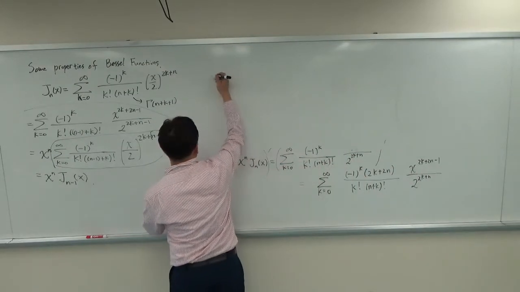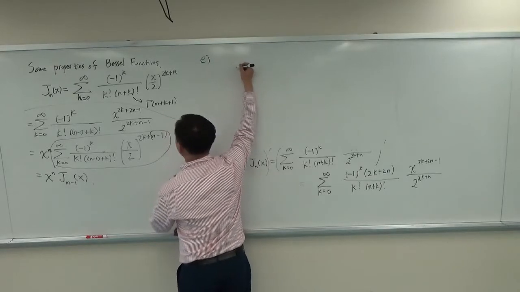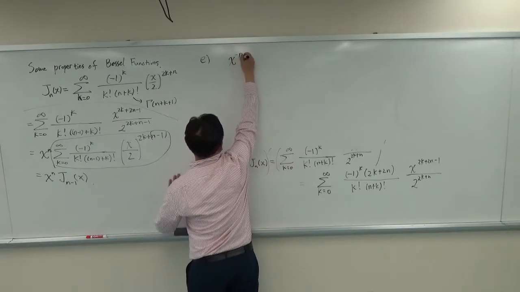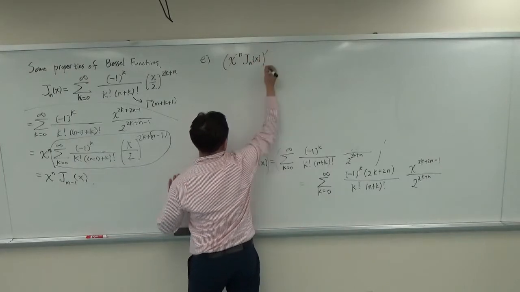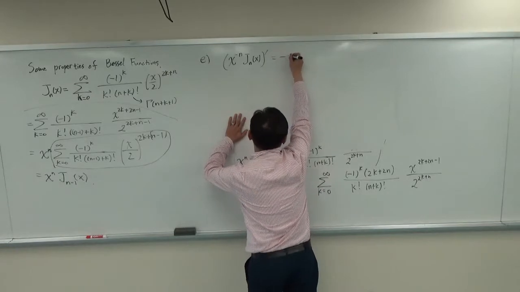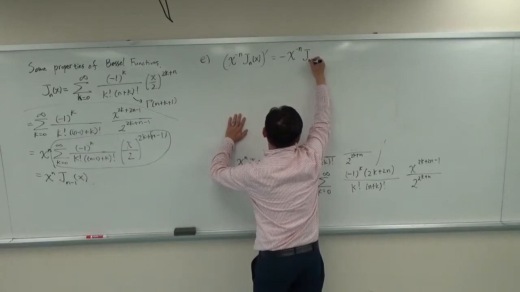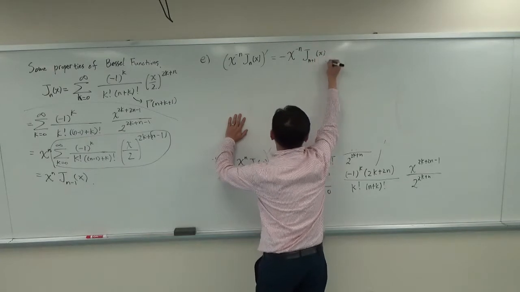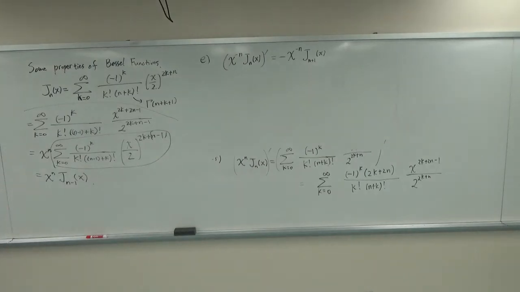Now, what is D? Okay. E, you have a similar formula. Again, proved in the same way. It's done exactly the same way, except that this time it will be negative x to the negative n, J n plus 1 x. Okay.